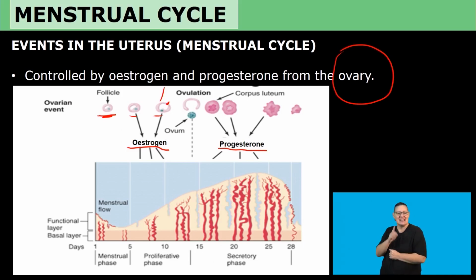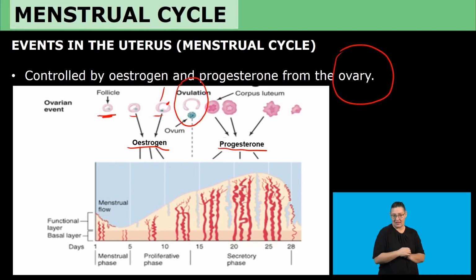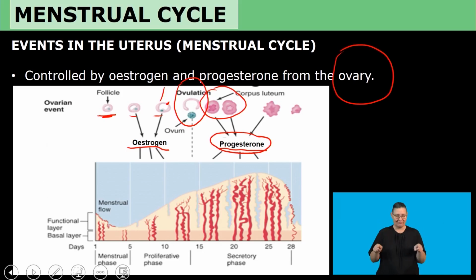And you can see we've got the process of ovulation. I hope you know ovulation, the release of the ripe ovum from the Graafian follicle. And after the Graafian follicle ruptured, we've got corpus luteum. This is corpus luteum. And interestingly enough, corpus luteum now secretes progesterone hormone. And the two hormones, they are ovarian hormones.